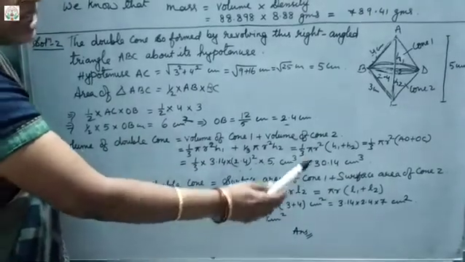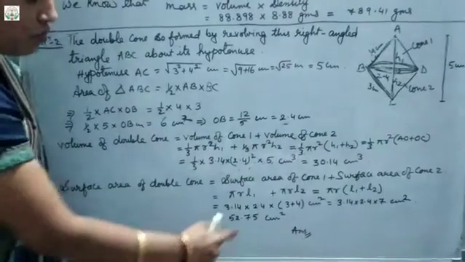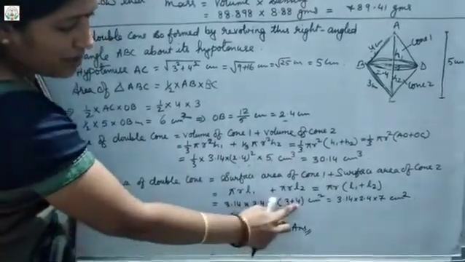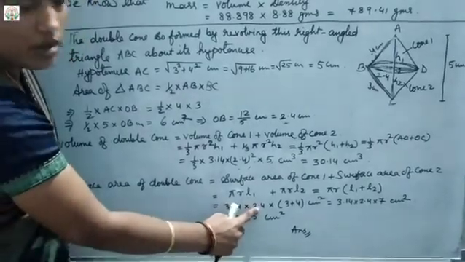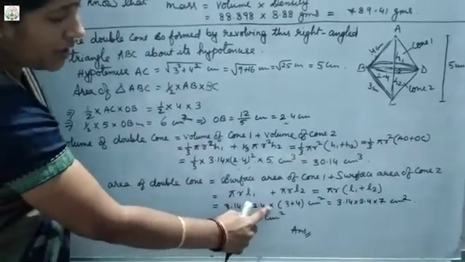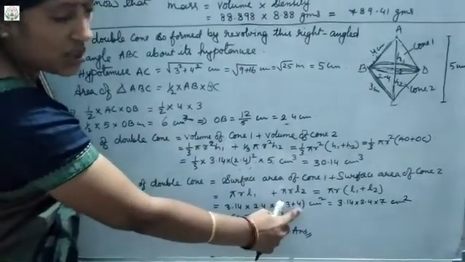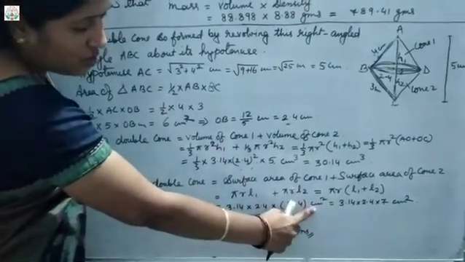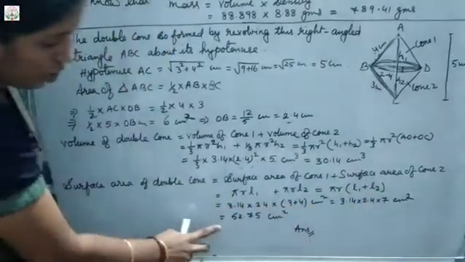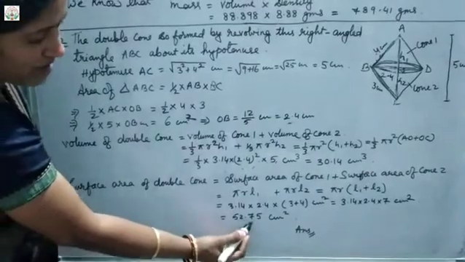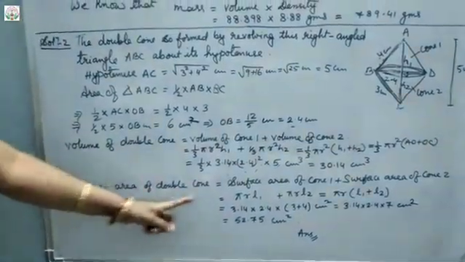Now L1 plus L2. L1 means this one and L2 this one. So how much it will be? That is 3 plus 4. Pi value is 3.14 into radius 2.4 into within bracket L1 plus L2, that is 3 plus 4. Now cm square, put the values and simplify, how much you will get? That is 52.75 centimeter square.